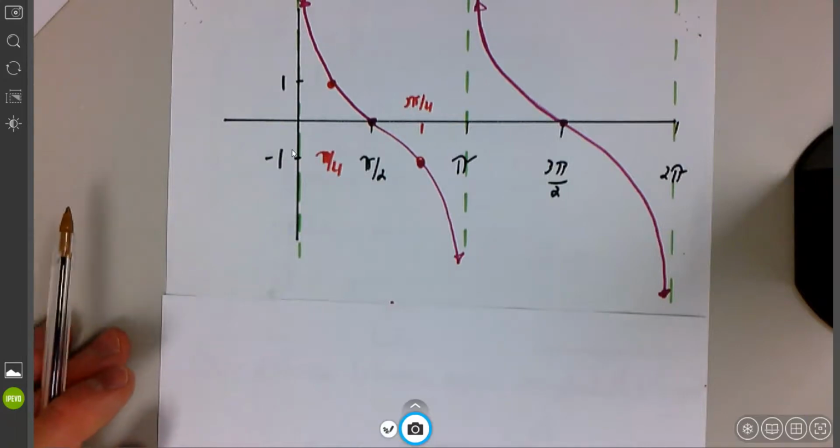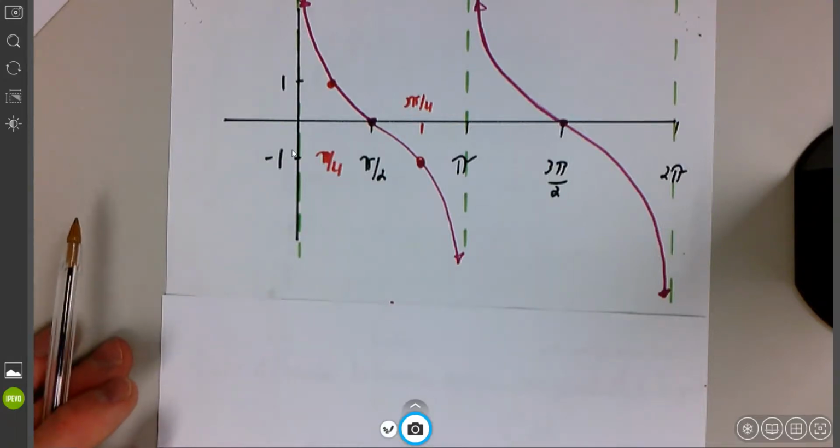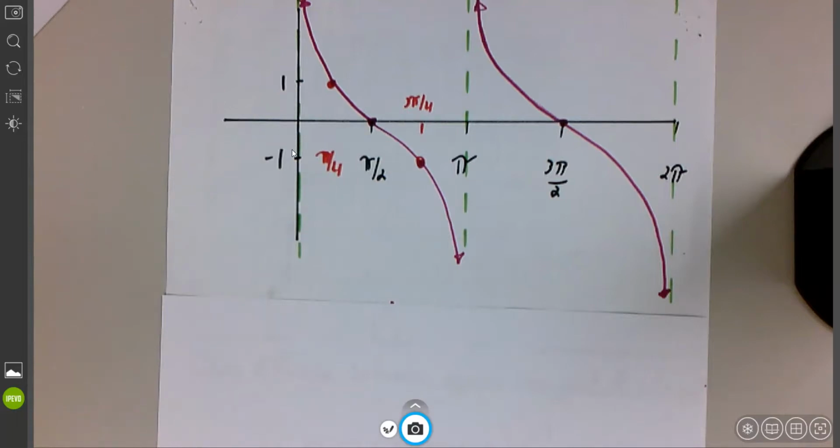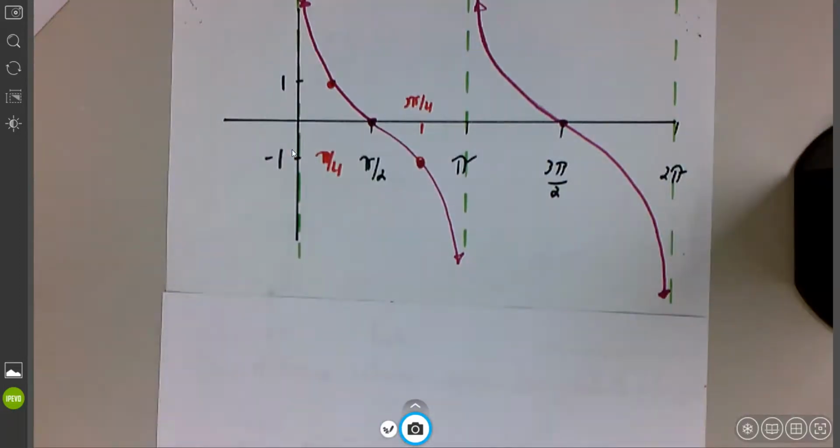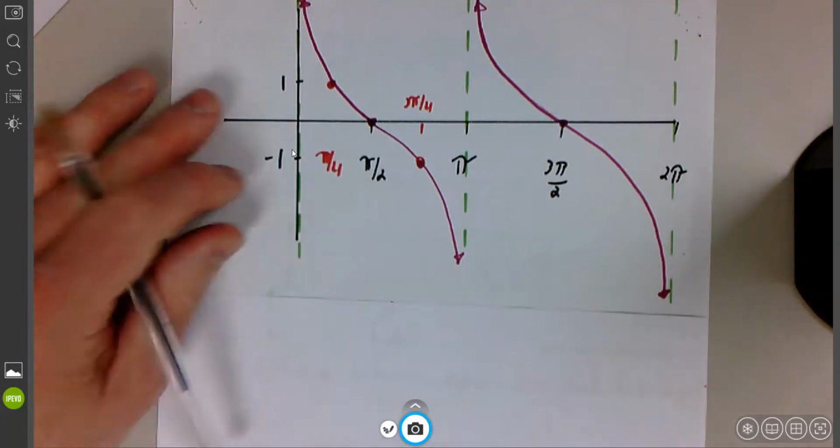So it looks pretty similar. Hopefully you can kind of spot the differences, where the asymptotes are different. The general shape looks like it's been reflected, right? It's been reflected upside down. Instead of going up as we go to the right, it actually goes down as we go to the right, but they're pretty similar.